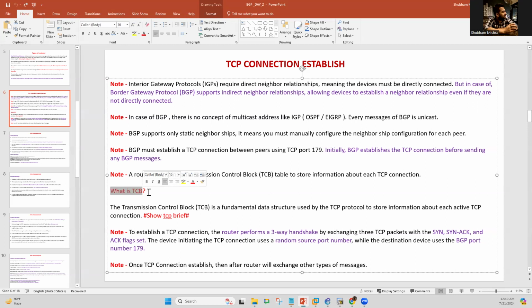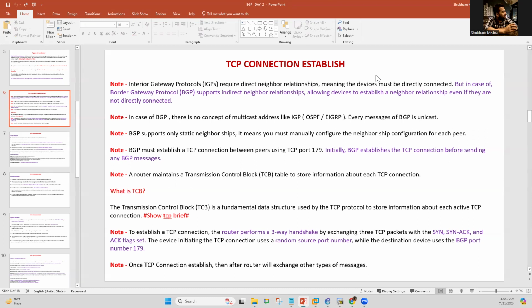Okay guys, one more thing. In BGP, there is one small term that is called router ID. I think you are already aware of the router ID. We already discussed the same thing in OSPF as well as in EIGRP. In case of BGP, there is also a router ID.